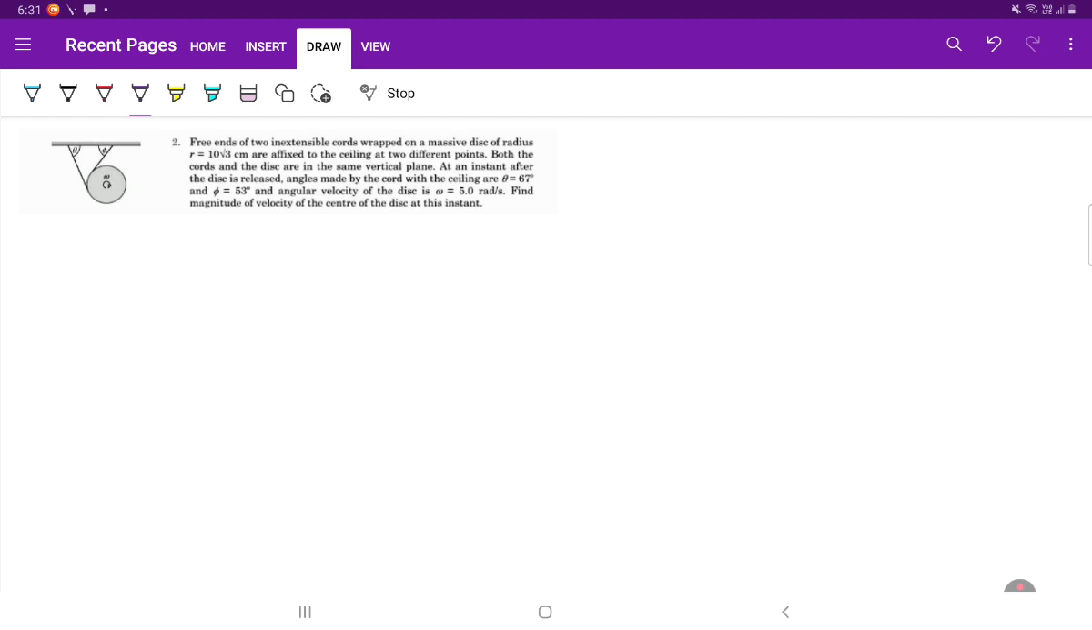It says that free ends of two inextensible chords are wrapped on a massive disk of radius r equal to 10 root 3, which are affixed to the ceiling at different points. Both chords and the disk are in the same vertical plane. At an instant after the disk is released, the angles made with the ceiling are theta equal to 67 degrees and phi equal to 53 degrees. The angular velocity of the disk is omega equal to 5 radians per second.